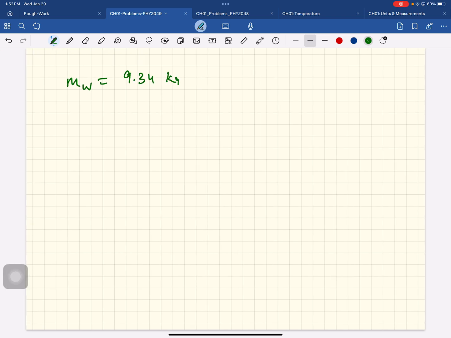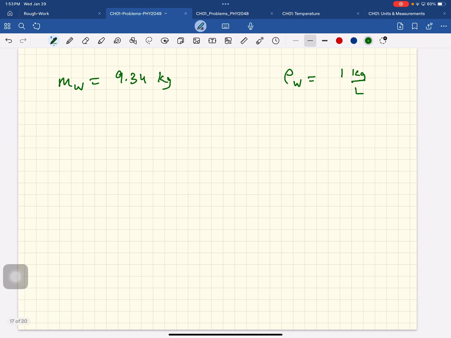.34 kg. And the density of water is 1 kg per liter. Okay, so the volume of water you need is 9.34 liters. So to put out a fire for 1 liter of crude oil, you need 10 liters of water. And that's assuming the steam gets to that temperature. Of course, if the steam blows away, it's not getting to that temperature. You're needing more water.